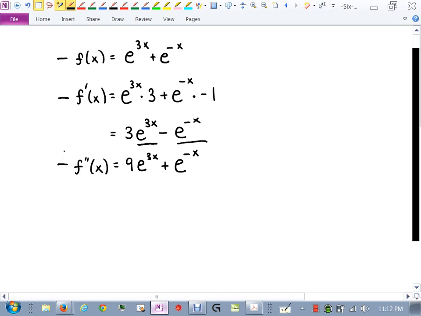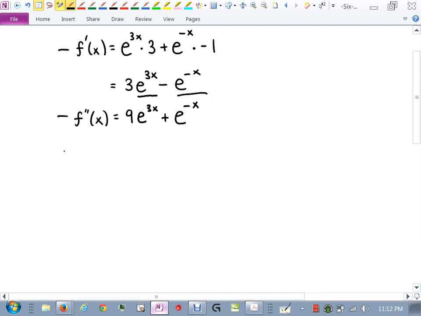So to figure out where it's increasing, decreasing, I'm going to take the first derivative, which I think I'll just write down here for a second. It was 3e to the 3x minus e to the negative x. I want to know when that's 0. I want to know what's undefined. So let me start by setting it equal to 0. If I set it equal to 0, I think I'll do that work over here.